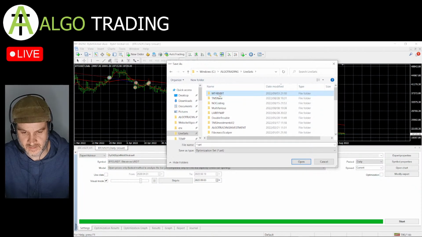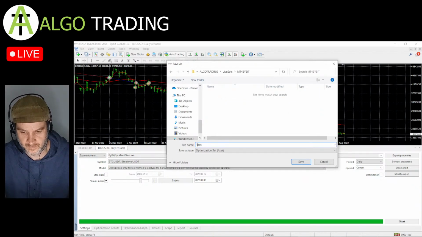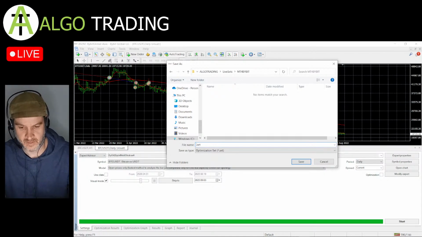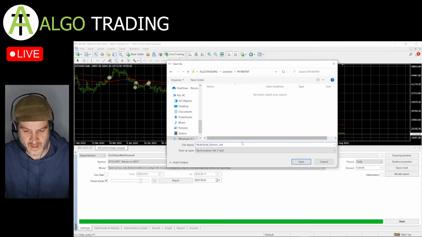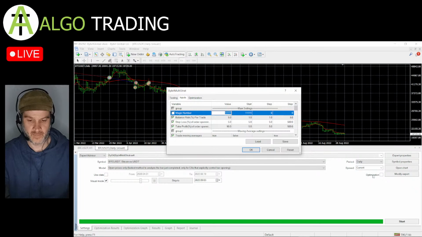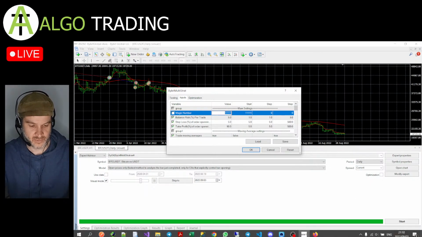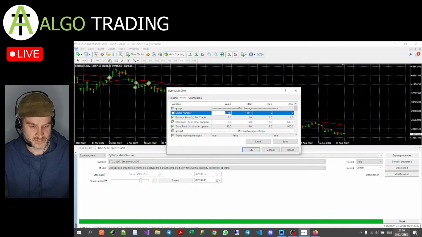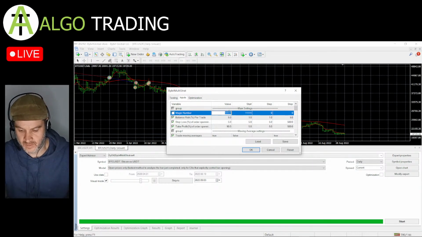And we'll name the set. How I name my sets normally is that it's the algo, so it's the multi-strat. Then you do the symbol, so Bitcoin, and then you do the period, so you remember what period it ran on. But before I save that, I just want to do something quickly. I want to set the magic number to something. I normally use the date, but we're going to be doing quite a few tonight. So let's do the time. So 21:10, and then we just put a 01.